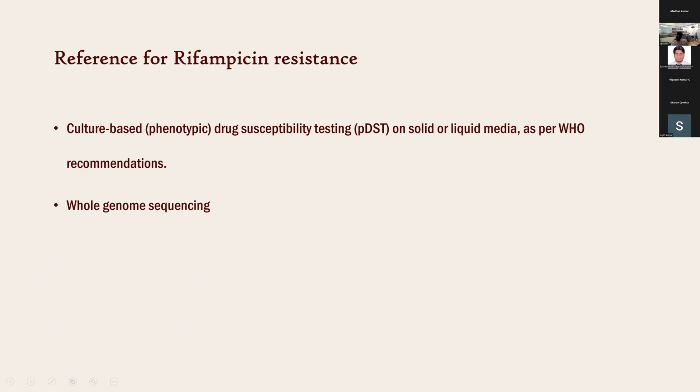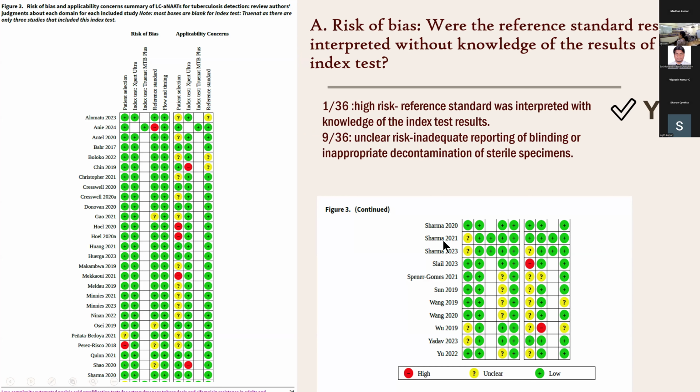For rifampicin, because they had included both of that, rifampicin was based on culture-based drug susceptibility testing, which is as WHO recommended, or in some studies, they had actually looked at whole genome sequencing. So were the reference standard results interpreted without knowledge of the results of the index test? So they have given one study high risk of bias, and 9 of them had unclear risk because they had not reported it properly, or if there was decontamination of sterile culture. So that means you're killing the bacteria. So that might actually change your testing. So if they were inappropriately decontaminated, the reference standard might change.